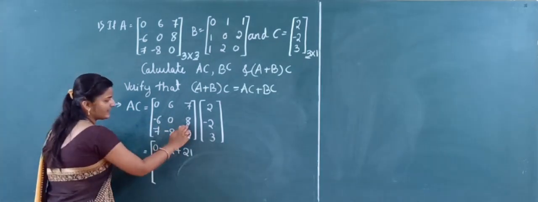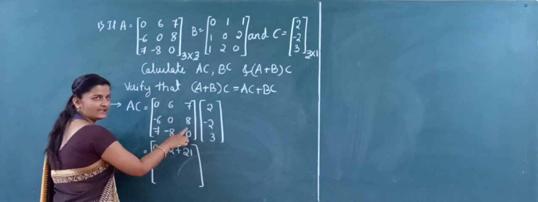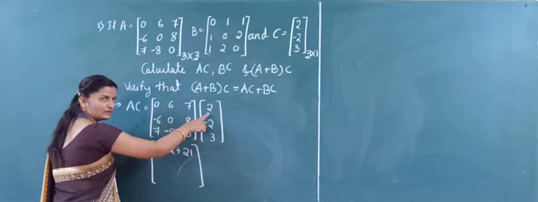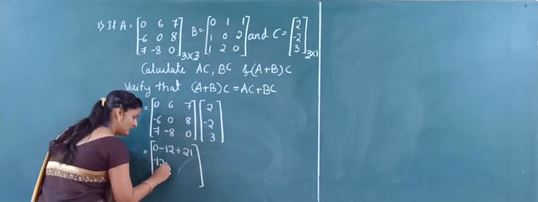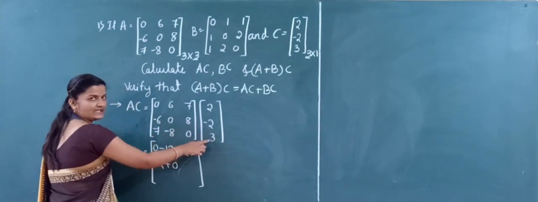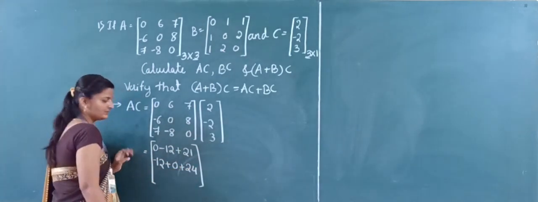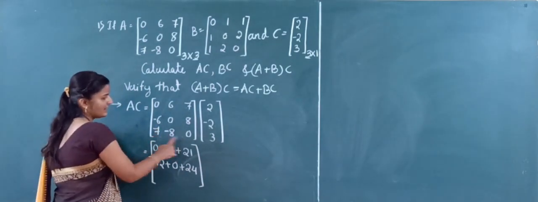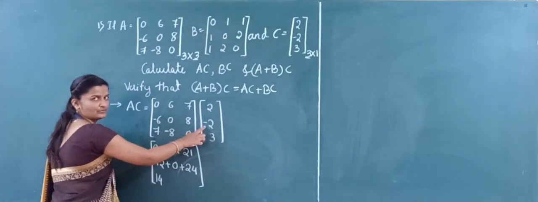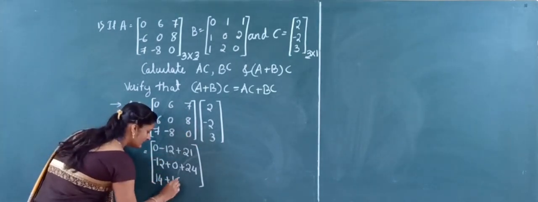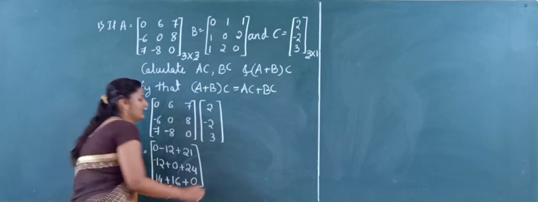Next I will move to the second row. What is my second row? Minus 6, 0, 8. So you have to multiply. Minus 6 into 2, minus 12. 0 into minus 2, that is 0. 8 into 3, 24. Correct? Okay. Next, third row. 7 into 2, 14. Minus 8 into minus 2, plus 16. 0 into 3, that is 0.